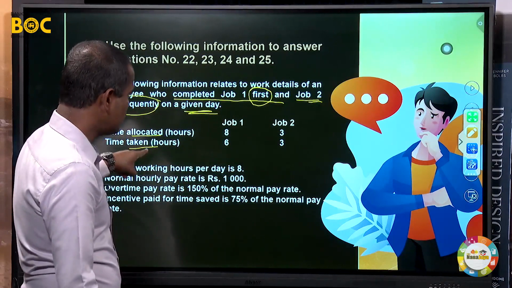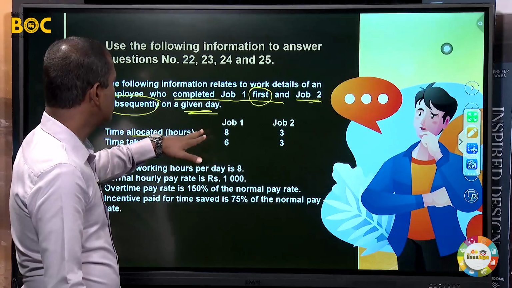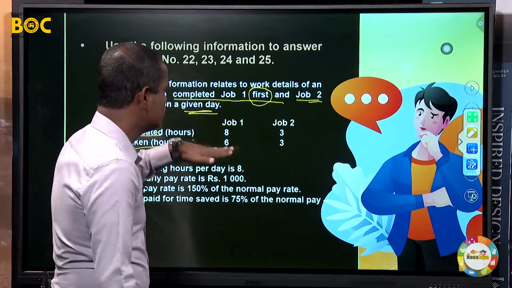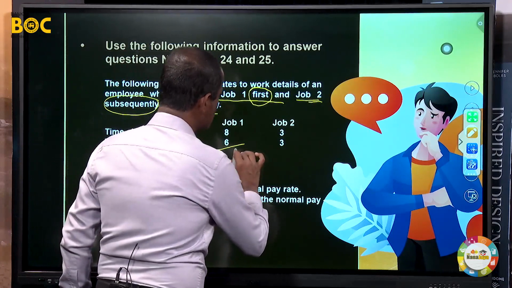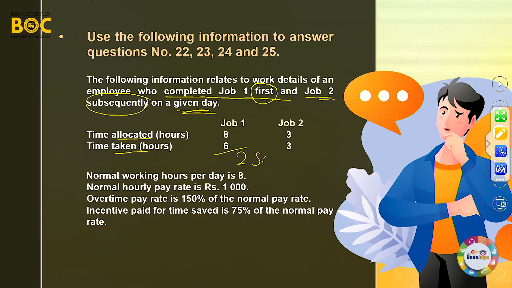But the employee has taken 6 hours for the first job. So here he has saved 2 hours from the first job. In the second job he hasn't saved any time. The normal working hours are 8 hours.